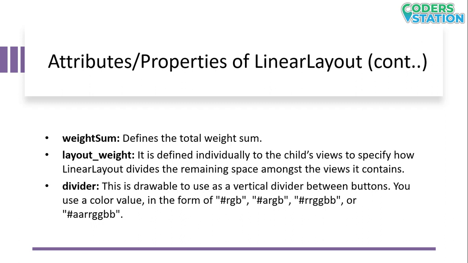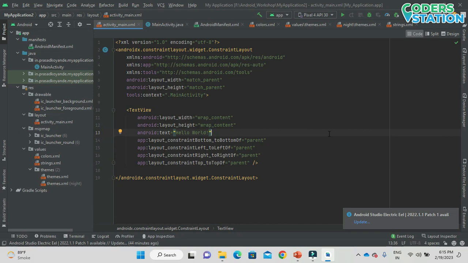Now we will practically see how we can design an application using linear layout. So now friends, let's start designing an application using linear layout. When you create an application, you will get an activity_main.xml file in this particular format, and over here the default layout is a constraint layout. So now we need to design an application using linear layout. What we need to do is replace this constraint layout with a linear layout.